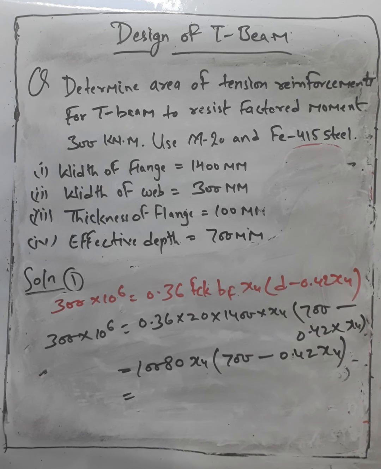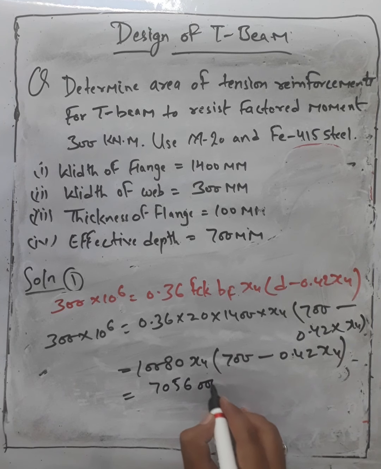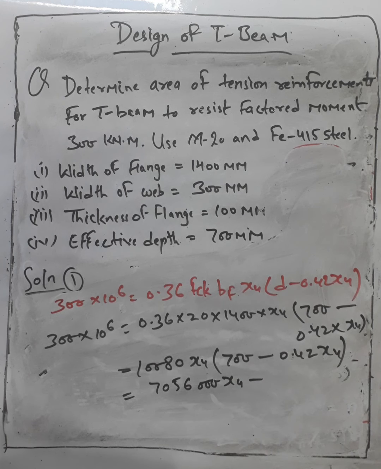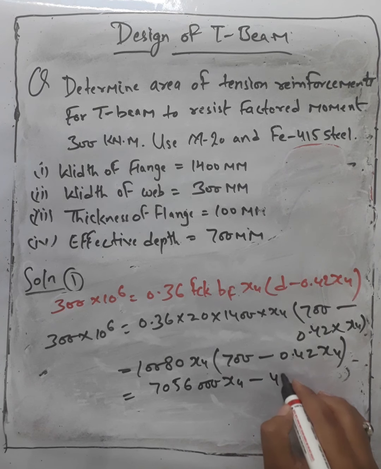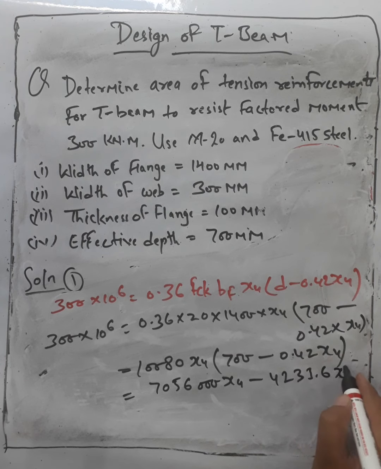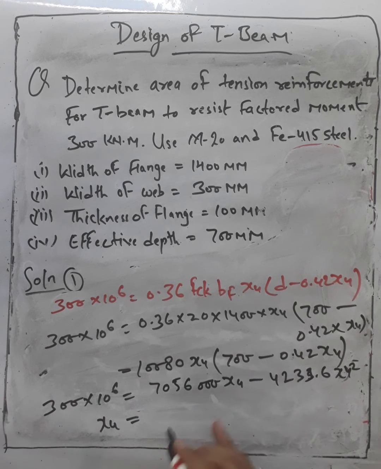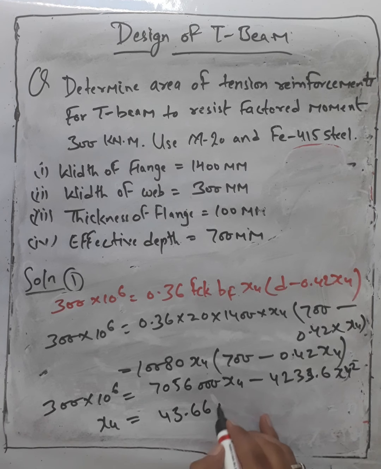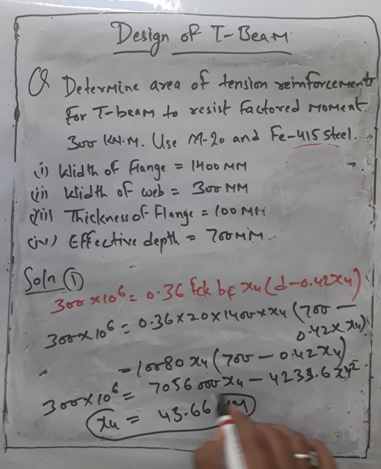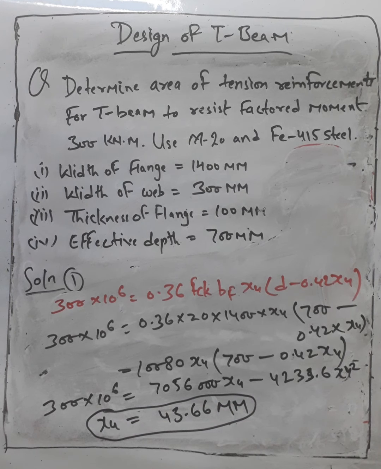You got 180 into 700, 7056000 xu minus 0.42 into 180, 4233.6 xu square, and here you have 300 into 10 raised to the power 6. So when you solve this equation, you get 43.66 mm value of xu. So this is our value of xu.